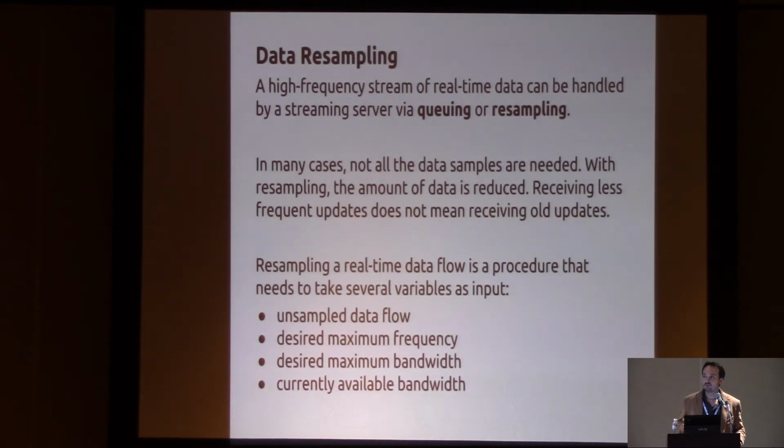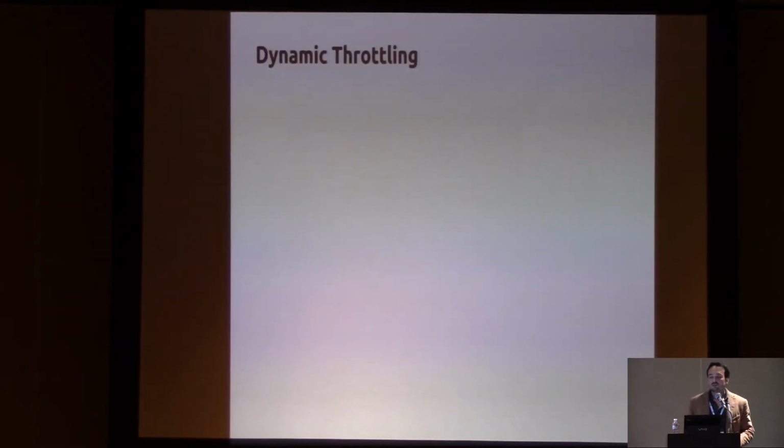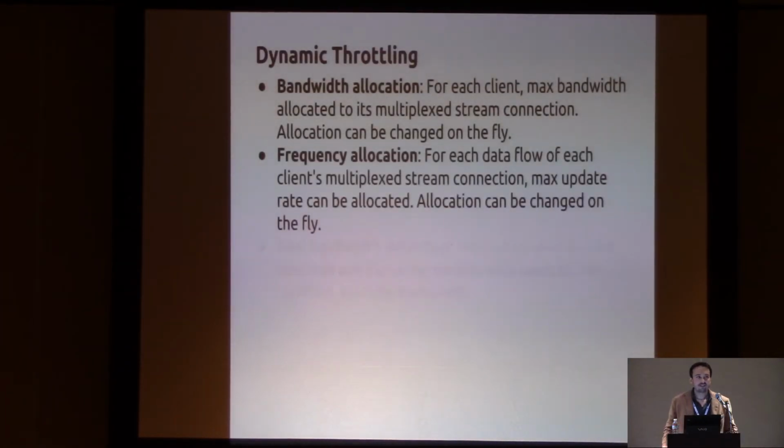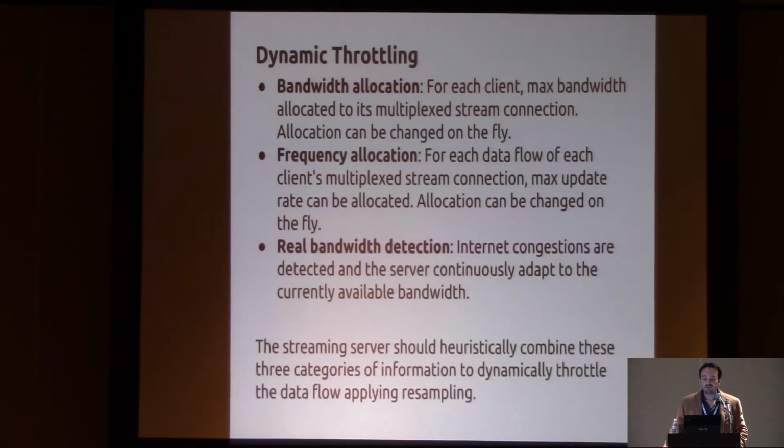This allows you to tune your system and know in advance how much bandwidth you need based on how many users you have, independent of what the users are doing. And finally, the most complex part, you need to take into account the currently available bandwidth. And you can do all this stuff by some sort of dynamic throttling.